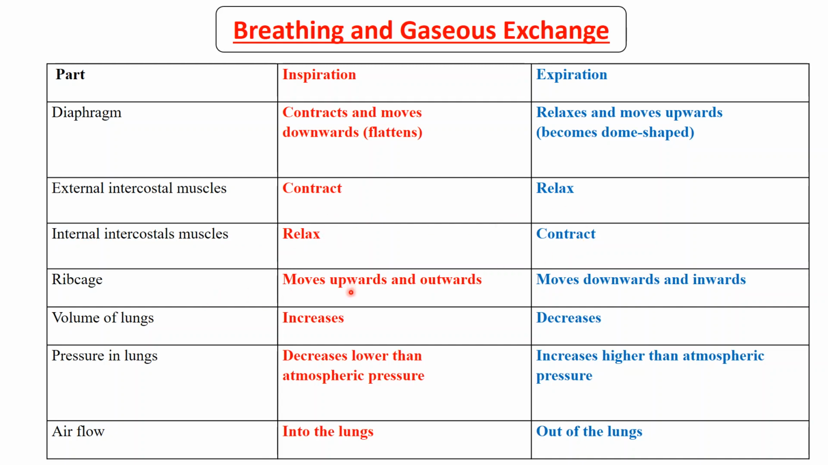The rib cage, when you're breathing in, moves upwards and outwards, while during expiration it moves downwards and inwards. Volume of the lungs increases, then decreases. Pressure in the lungs decreases to lower than the atmospheric pressure. The atmospheric pressure is the pressure outside. Well, during expiration it increases, meaning that it becomes higher than the atmospheric pressure.